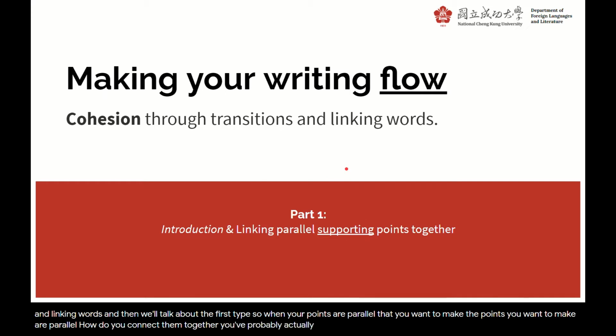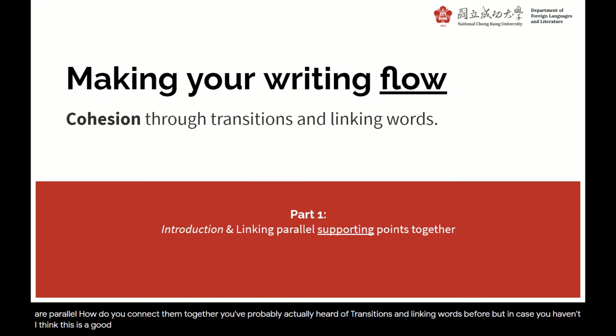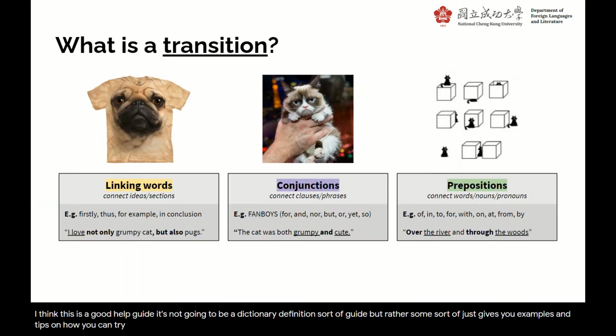You've probably actually heard of transitions and linking words before, but in case you haven't, I think this is a good help guide. It's not going to be a dictionary definition sort of guide, but rather it gives you examples and tips on how you can try to choose which transitions to use and where you can use transitions. So, what is a transition?